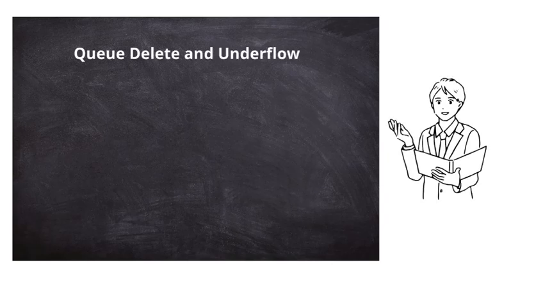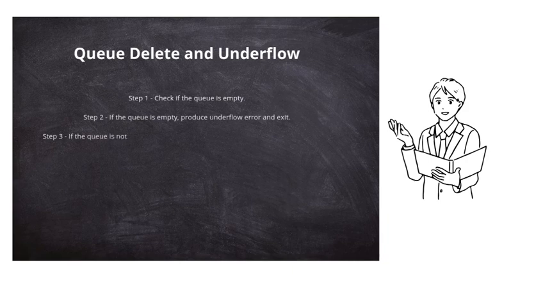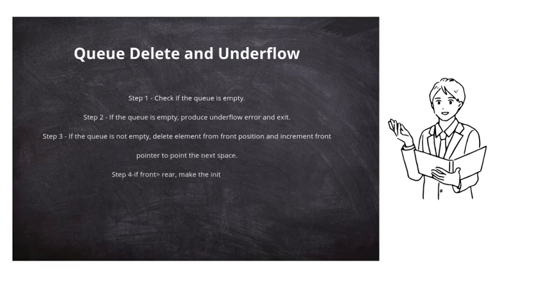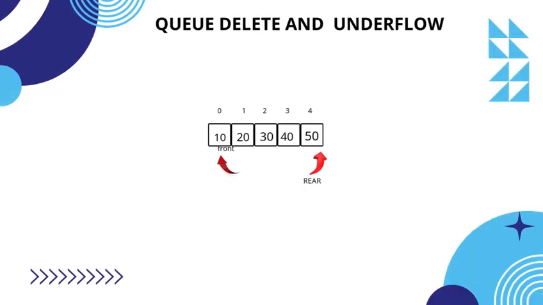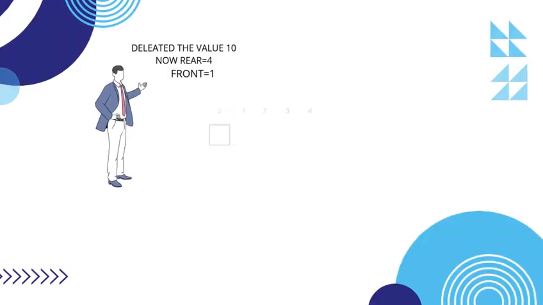Q deletion and underflow. Step 1. Check if the Q is empty. Step 2. If the Q is empty, produce underflow error and exit. Step 3. If the Q is not empty, delete element from front position and increment front pointer to point the next space. Step 4. If front is greater than rear, make the initial condition. Step 5. Return success.